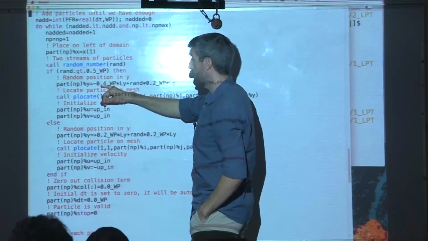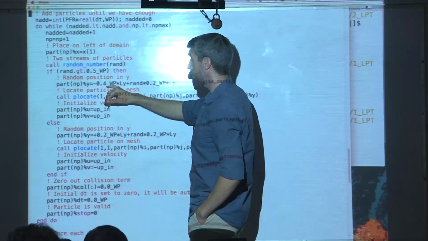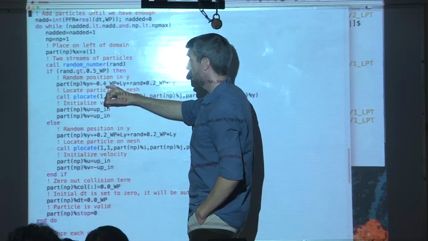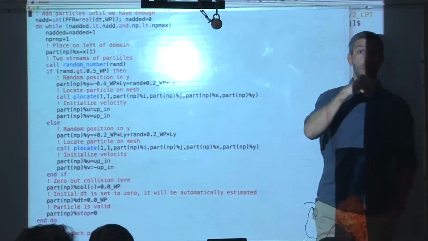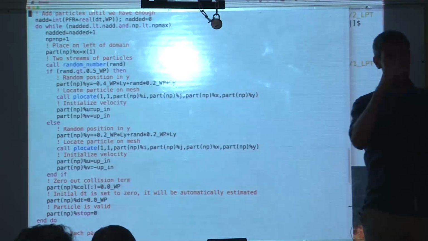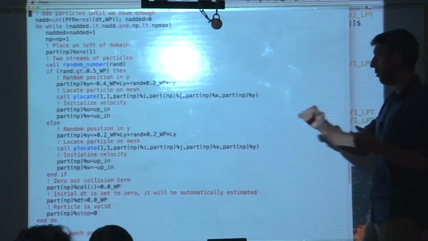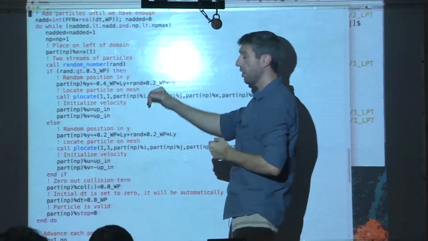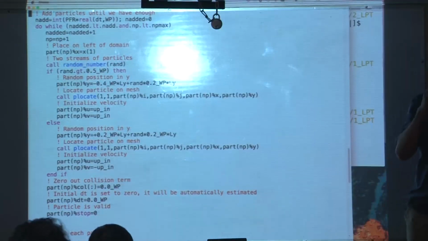So between Ly, well, between 40% of Ly. So my domain goes down to minus 0.5 times Ly. A little bit above that, minus 0.4 times Ly, I'll start injecting particles, and I'll do that for 20% of my domain size. So those are the random locations at which I place particles.